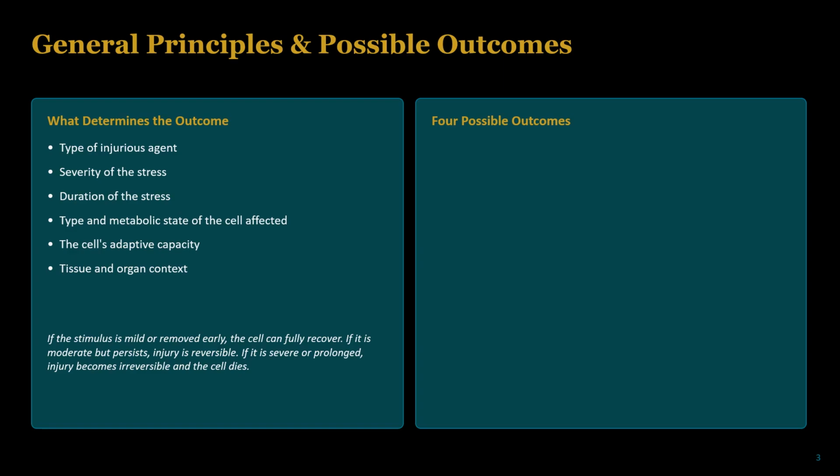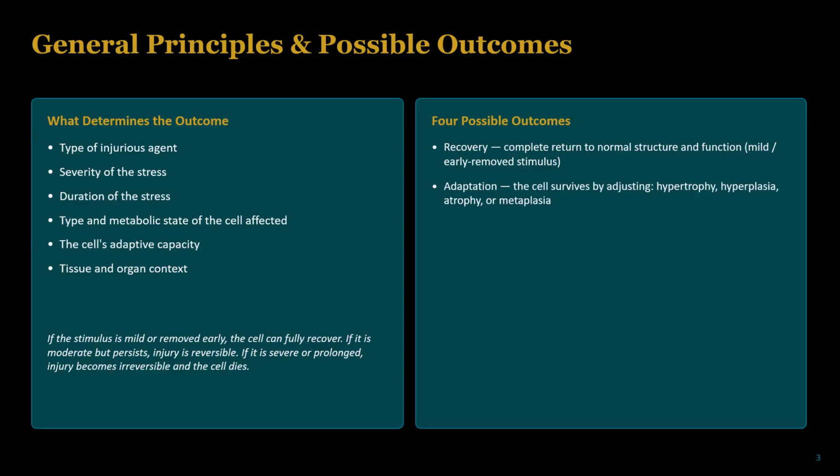What are the four possible outcomes of a cell that is being exposed to stress? The first outcome is recovery, that is complete return to normal structure. The second one is adaptation. The cell will find ways in which it is going to survive. The third one is reversible injury. When the cell can no longer survive, the cell is going to undergo injury, but that injury is reversible.